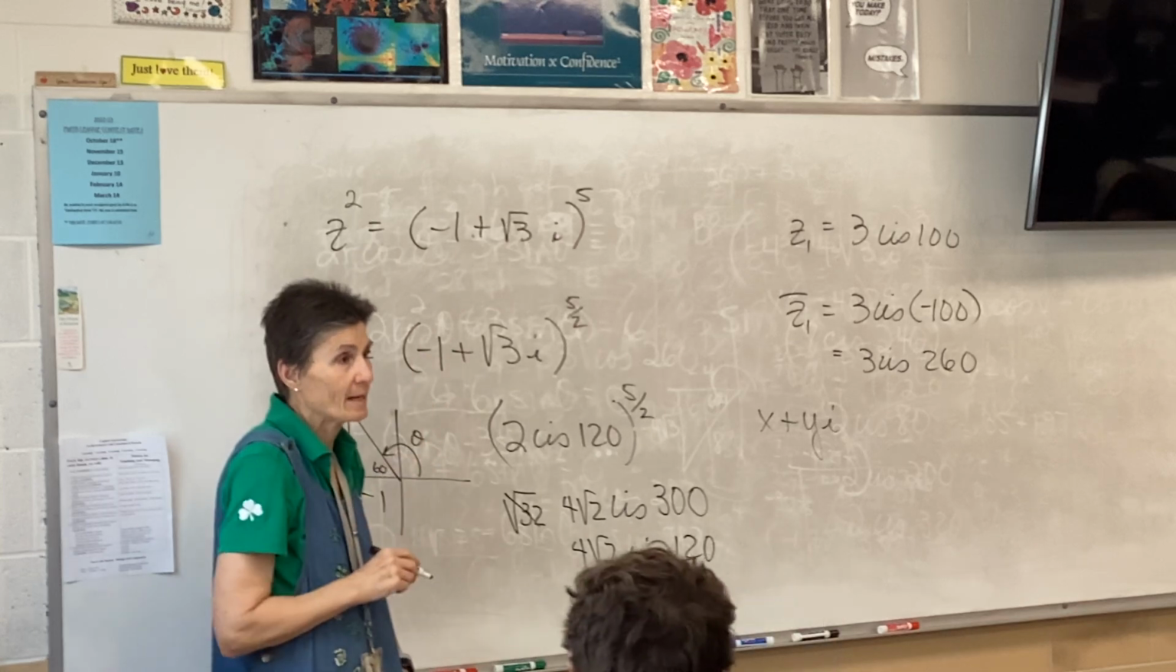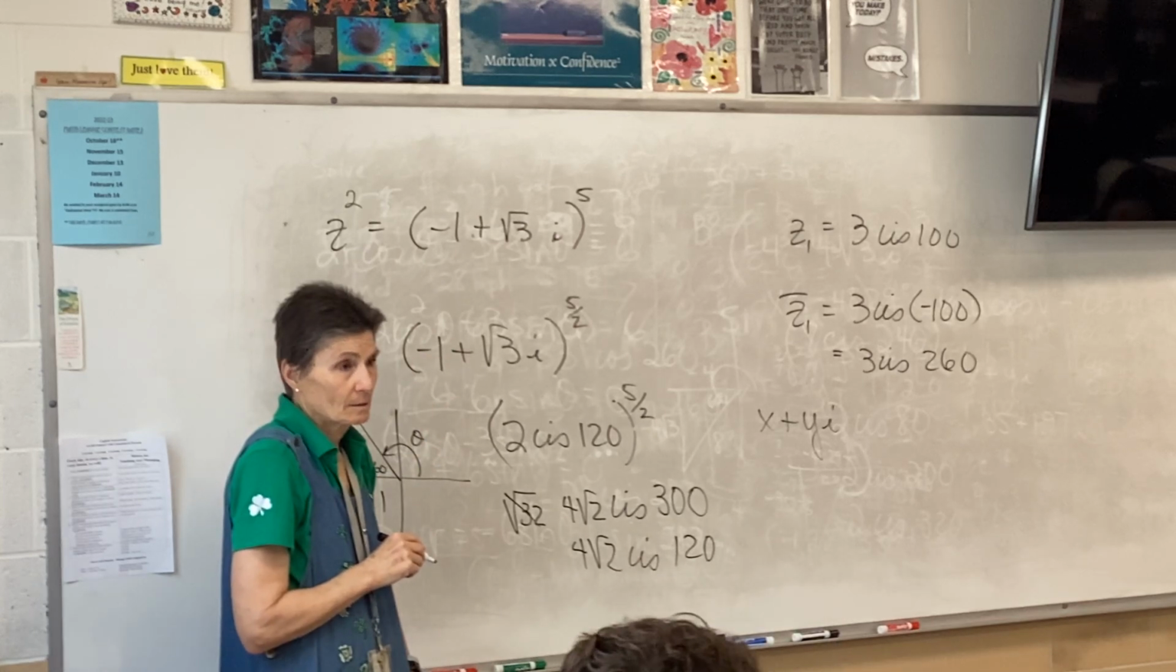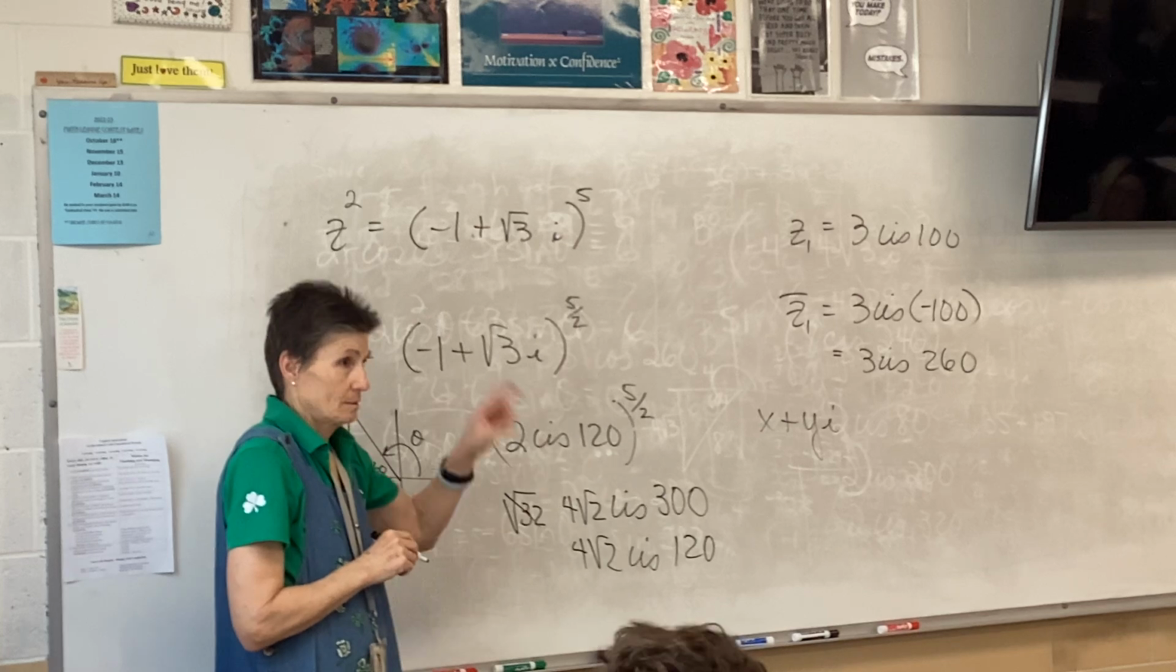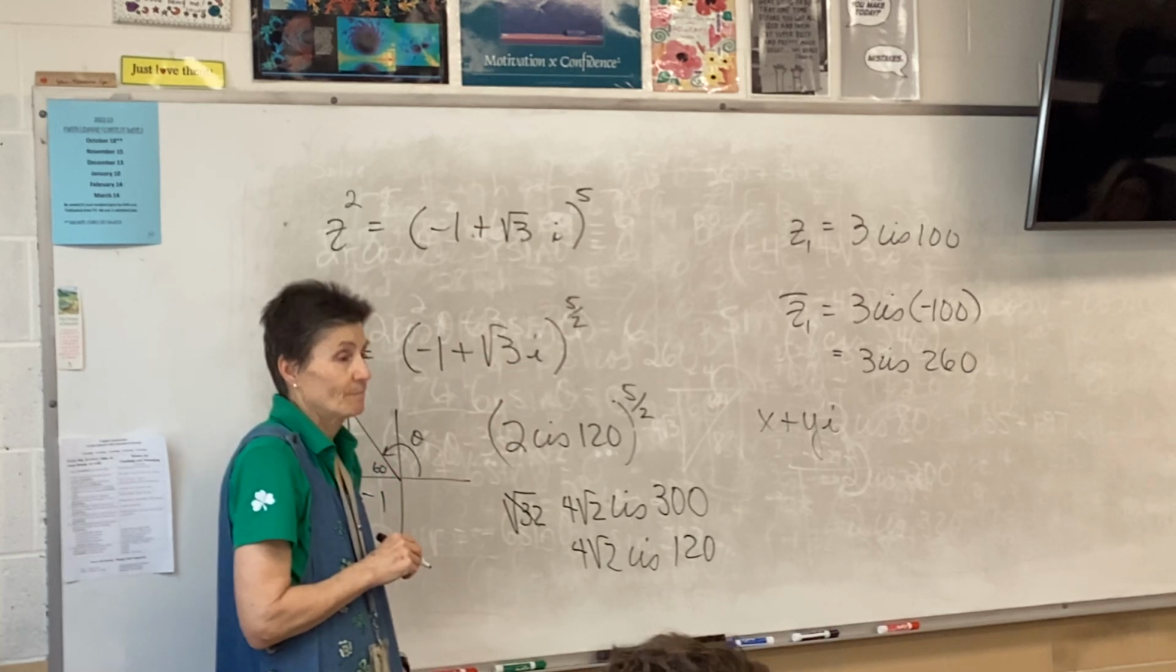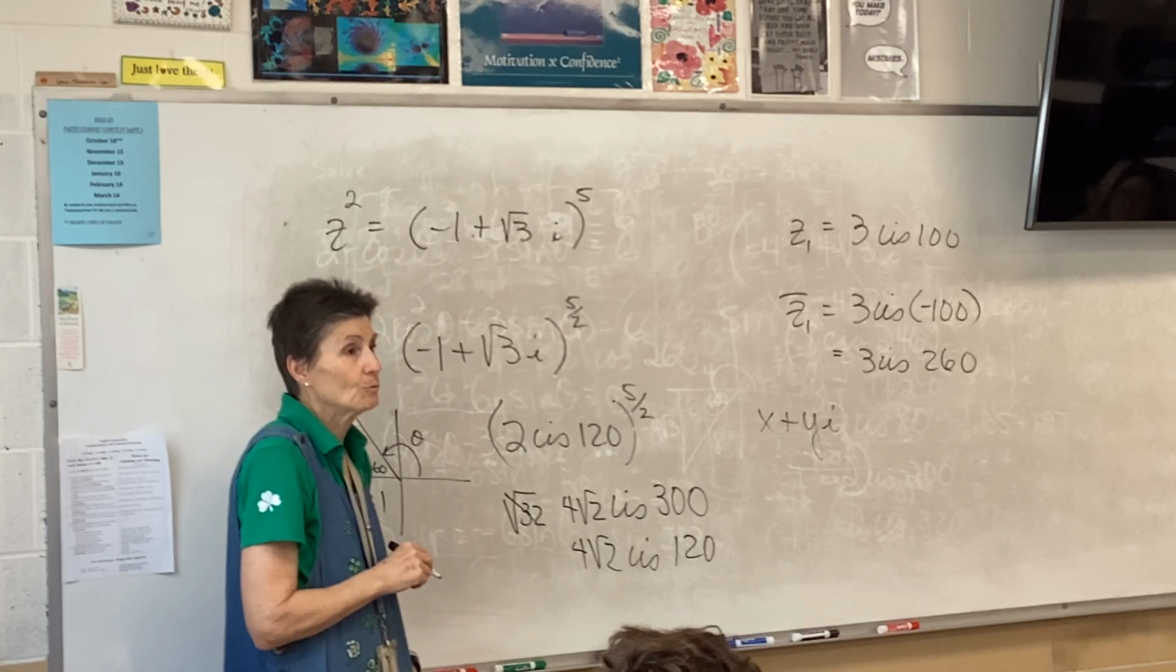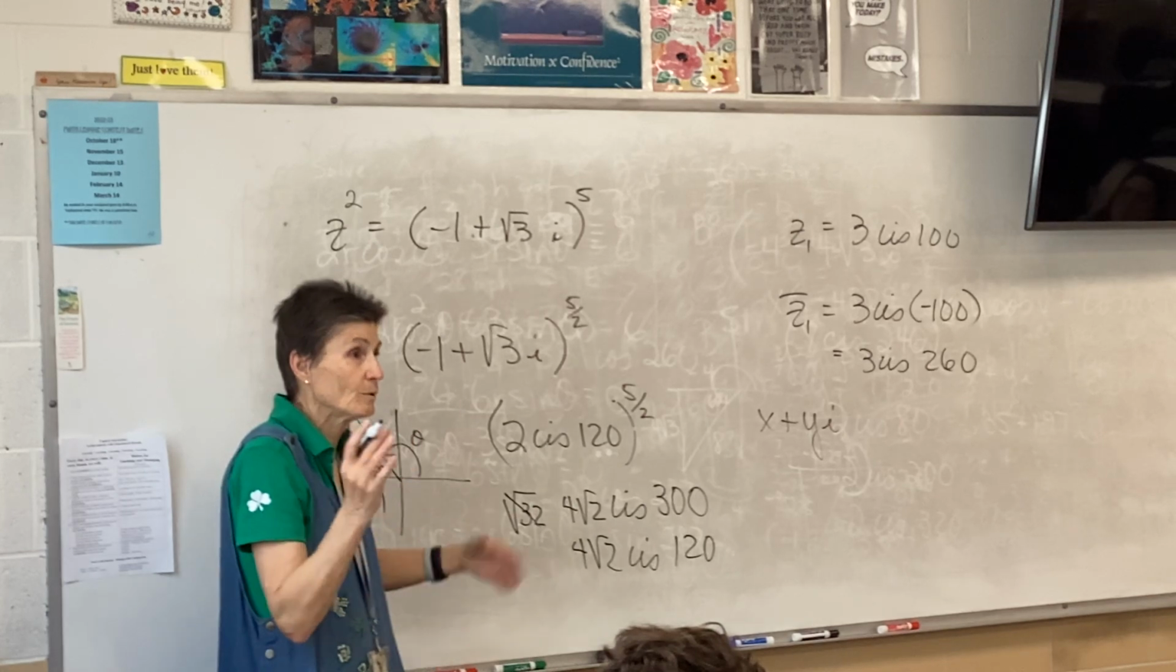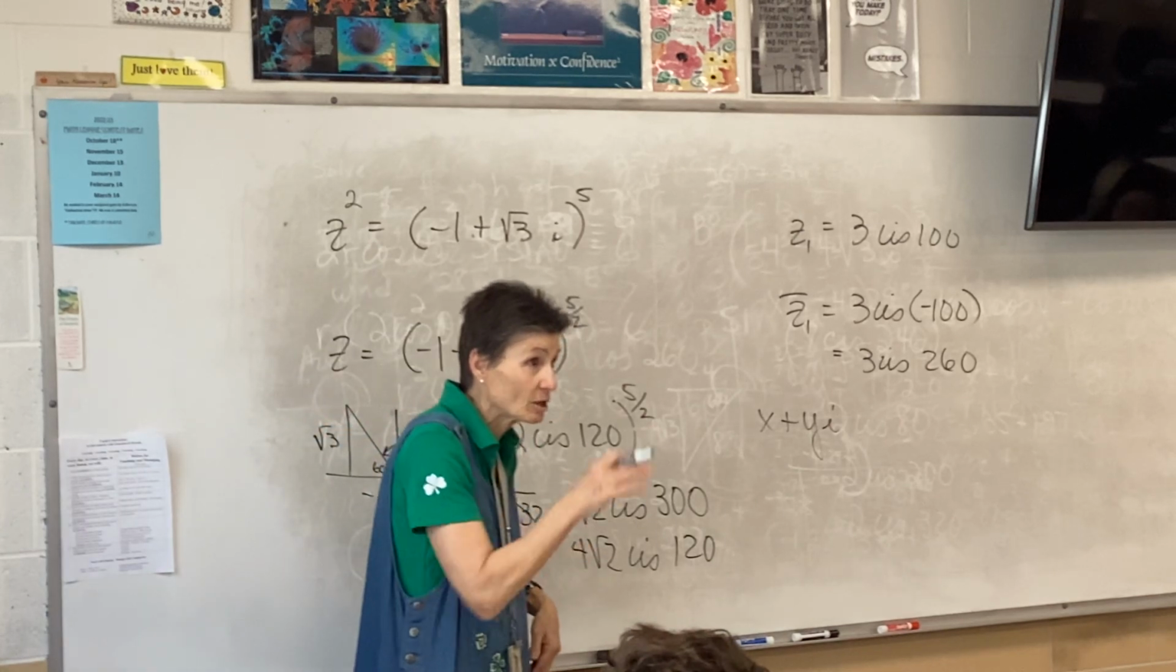Somebody tell her, why are we adding 180? Because you're finding two roots and 360 divided by 2 is 180. Two roots are going to be 180 degrees apart. Three roots are 120 degrees apart. We talked about that the other day.